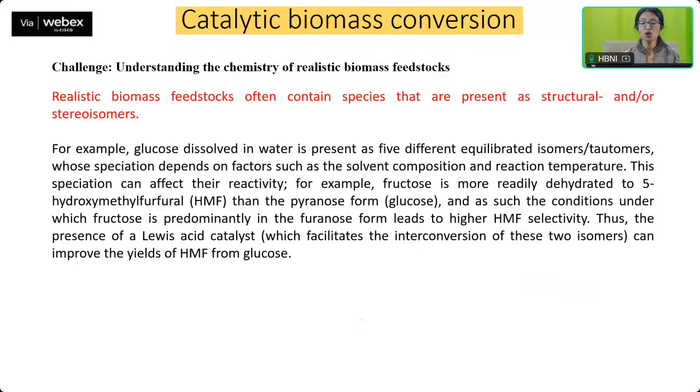Then realistic biomass feedstocks often contain species that are present as structural and/or stereoisomers. When glucose dissolves in water, it gives you 5 different equilibrated isomers or tautomers whose speciation depends on factors such as solvent composition and reaction temperature. This speciation affects the reactivity. Fructose is more readily dehydrated to 5-hydroxymethyl furfural than the pyranose form of glucose. As such, the conditions under which fructose is predominantly the furanose form lead to a higher HMF, that is hydroxymethyl furfural, selectivity. Thus, the presence of a Lewis acid catalyst, which facilitates the interconversion of these two isomers, can improve the yield of hydroxymethyl furfural from glucose.